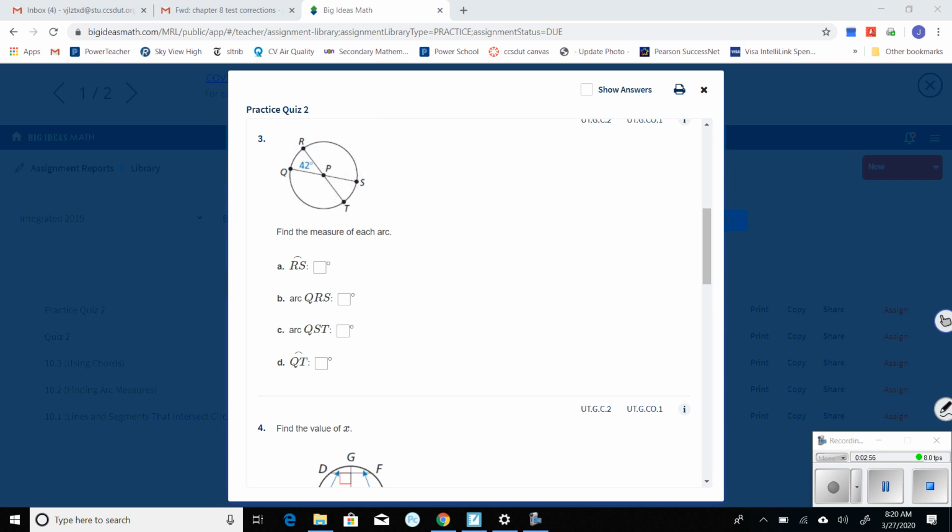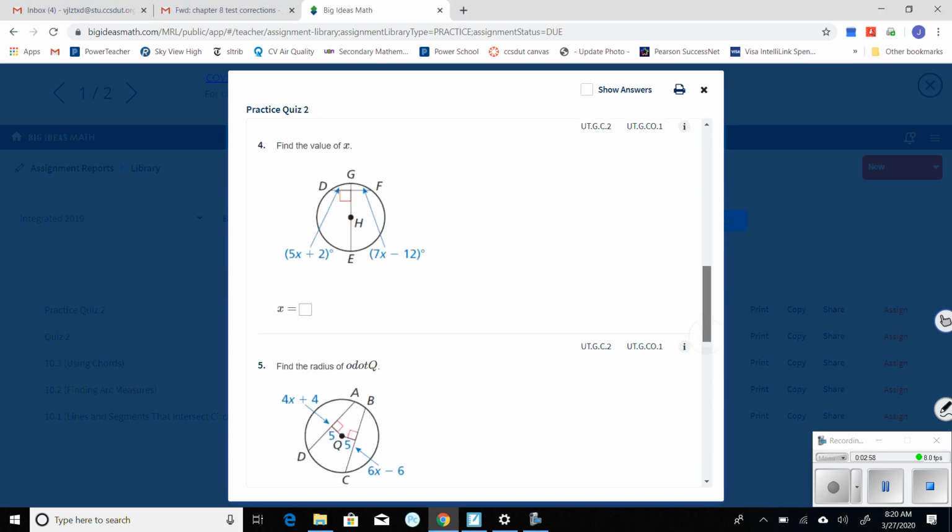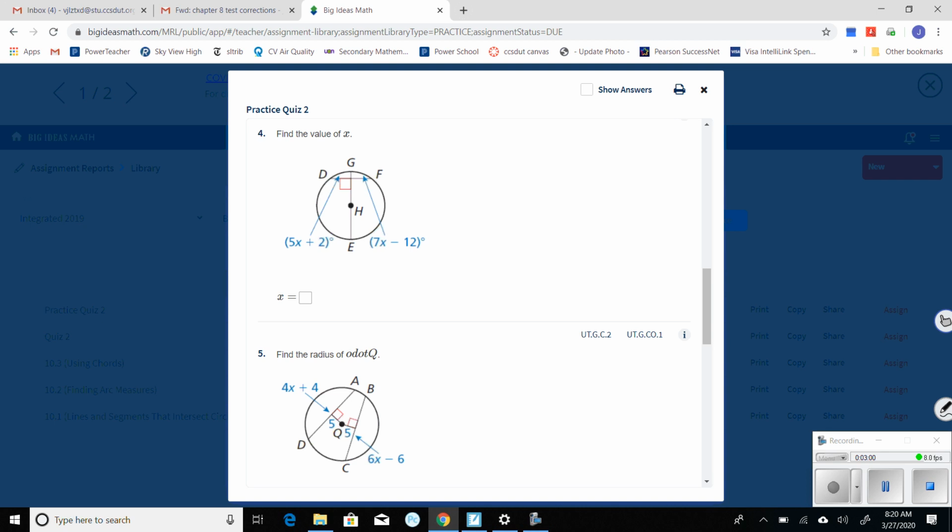Looking at number 4, find the value of x. Just remember, if you have a diameter that is perpendicular, it bisects the chord and the arc. So in this case, we know that those have to be equal, so you can just set those equal to each other and solve that.